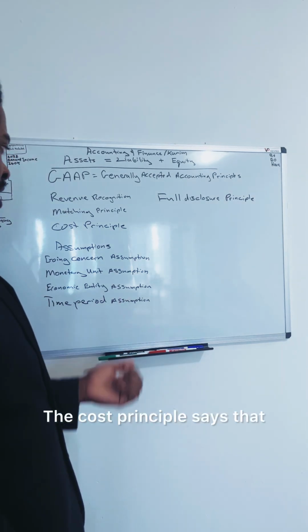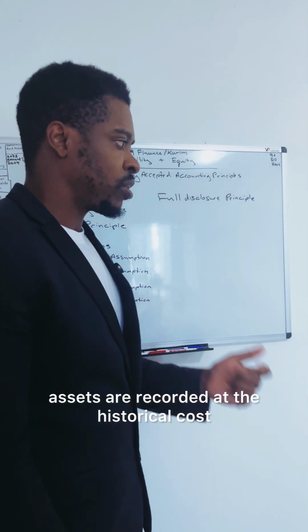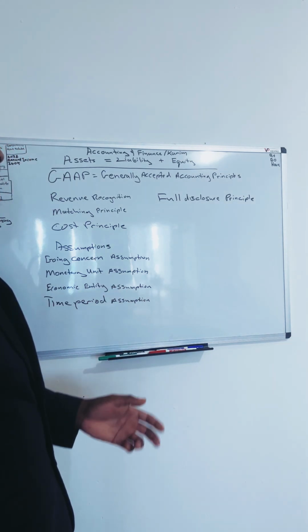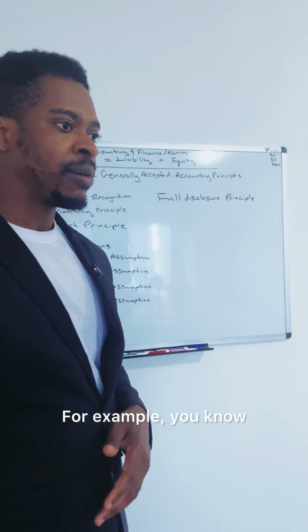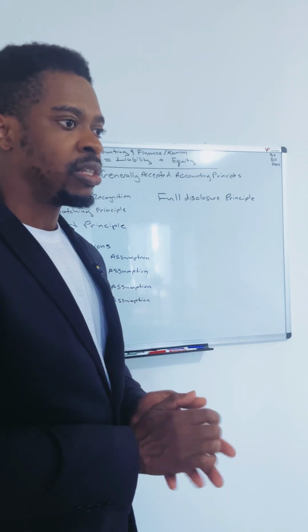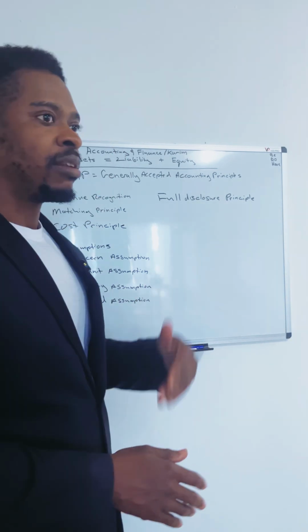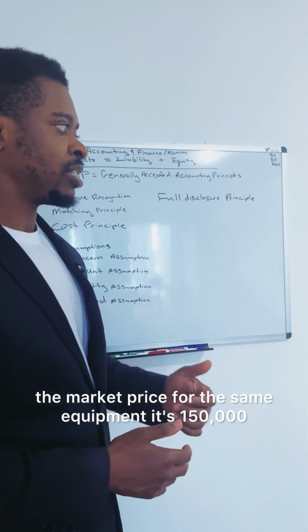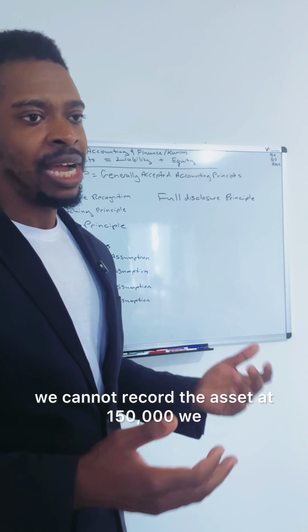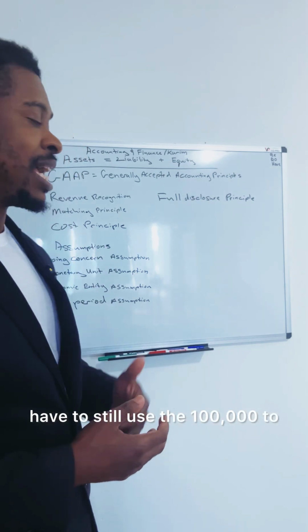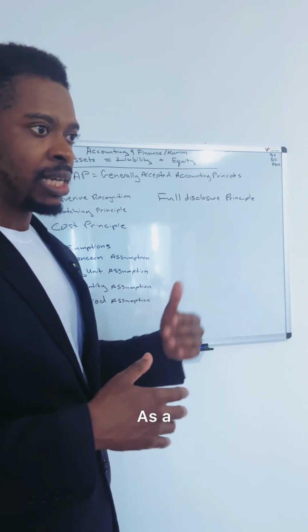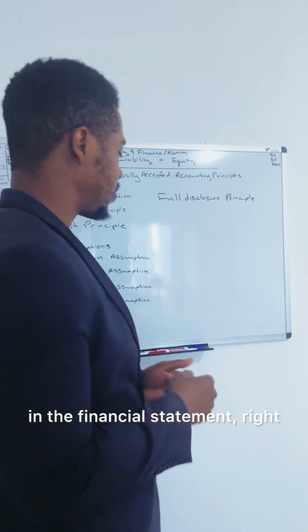Then we have the cost principle, which says that assets are recorded at their historical cost. That is the cost principle. And so again, for example, acquisition of equipment for $100,000 this year. Next year, we look at the market price for the same equipment. It's $150,000. We cannot record the asset at $150,000. We have to still use the $100,000 to record the asset in the financial statements, right?